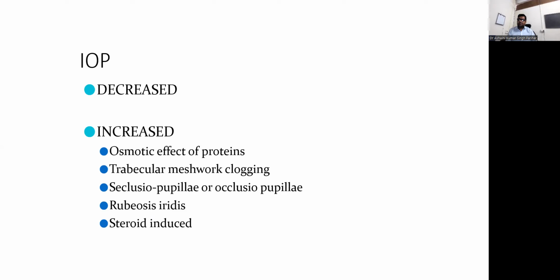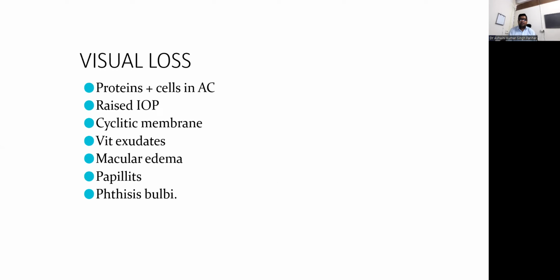Increased intraocular pressure, I have mentioned already that reduced intraocular pressure can also happen when there is affection of the ciliary body and the production is stopped. And causes of visual loss, I have mentioned from anterior to posterior segment: corneal deposition of KPs, anterior chamber cells or flare, formation of PSC, cyclitic membrane, vitreous seeding, development of macular edema, papillitis. All these features will lead to diminution of vision in the patient with uveitis.